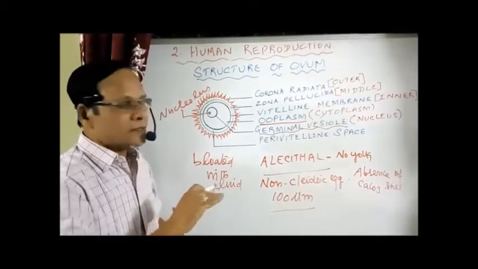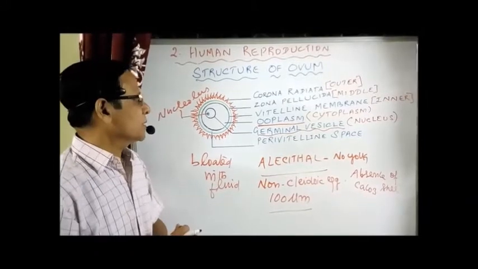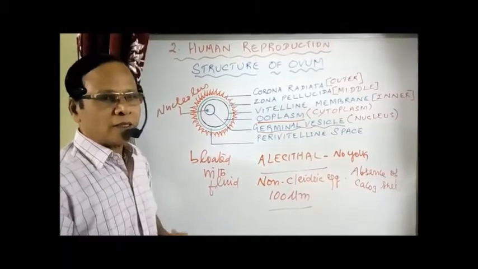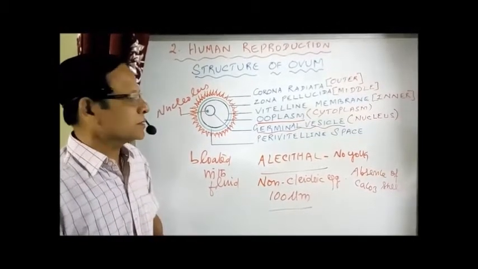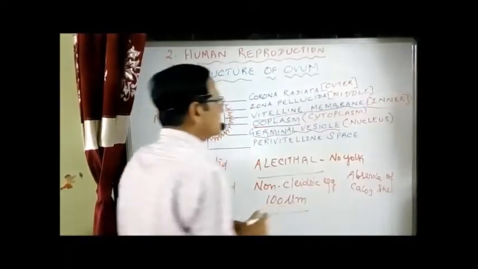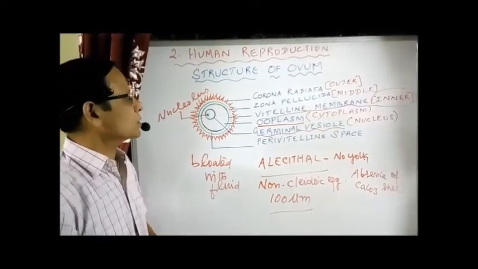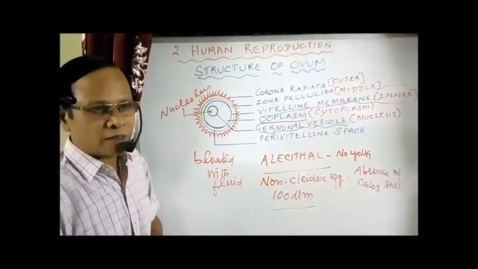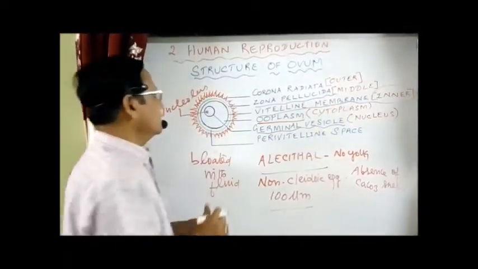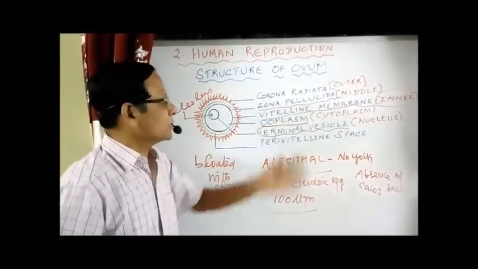Now the entire egg is surrounded by three layers: outer, middle and inner. I will go from inner to outer. The ooplasm is surrounded by an inner thin transparent layer, that is called the vitelline membrane. Next to it we have the zona pellucida, a middle thick layer. See that one: the vitelline membrane, the black colored one, and the green colored one is the zona pellucida, the middle thick layer.